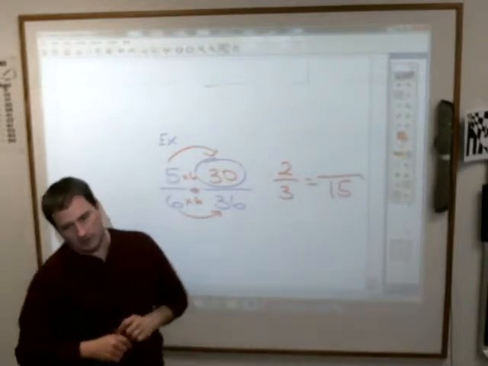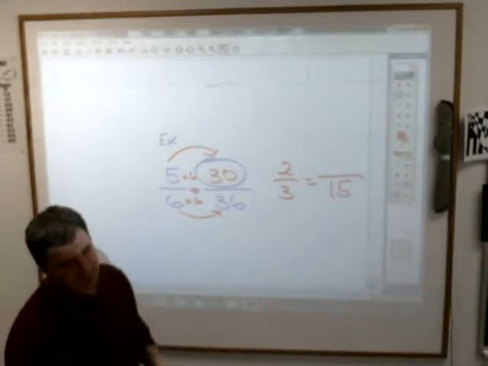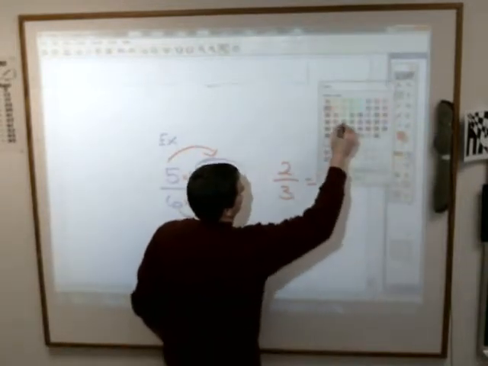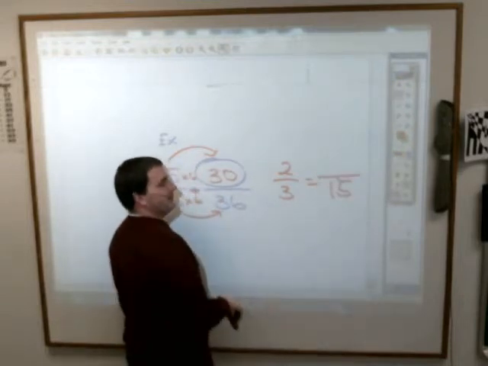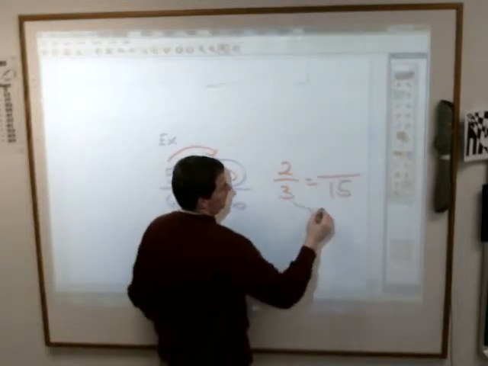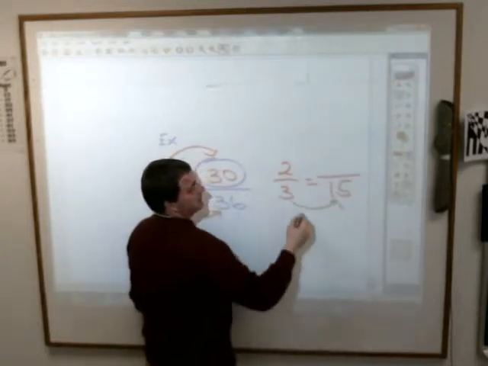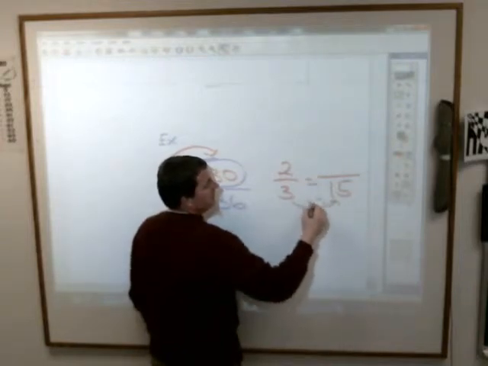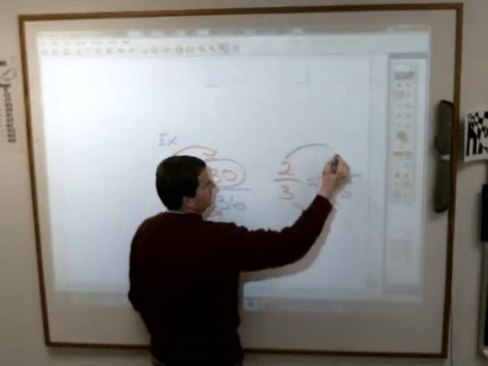Second, what am I going to ask you to do? Sammy? Come on. What do you think I'm going to ask you to do? I'm going to ask you to draw an arrow from the 3 to the 15 and put times what? 3 times what is 15? 5, and then do the same thing with the top.